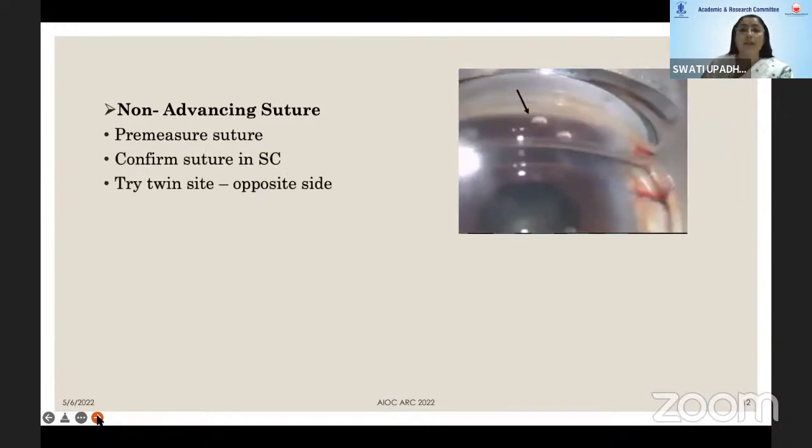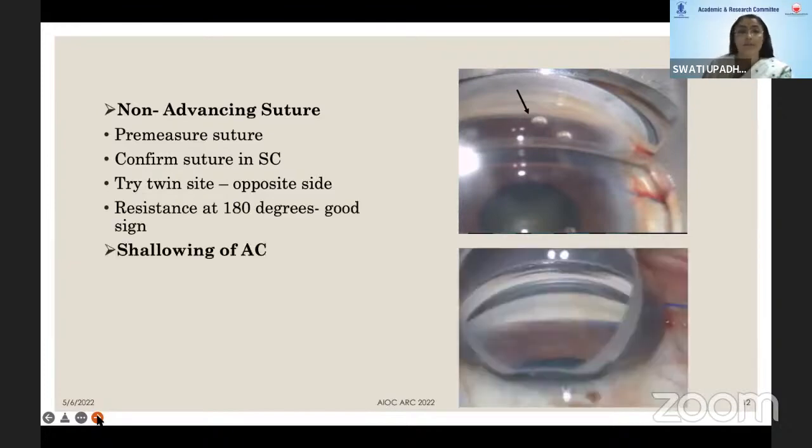If from one side the suture is not proceeding, then you can switch to a twin side, or just try feeding the suture from the opposite side. So if you are doing a left eye and you have started from the superior side, and the suture is not proceeding, then you can make an inferior paracentesis and start feeding the suture from the opposite side. Resistance will be felt at 180 degrees, which is a good sign.